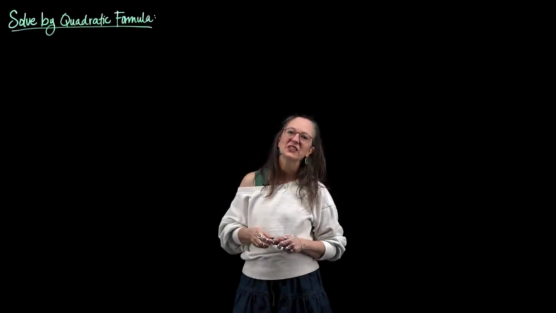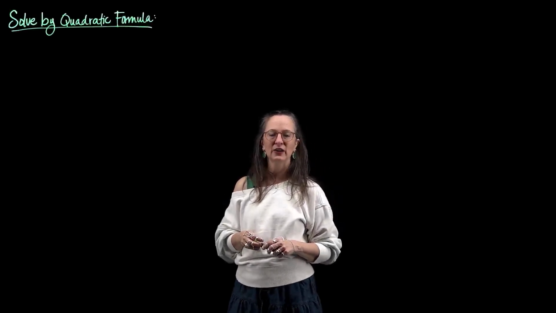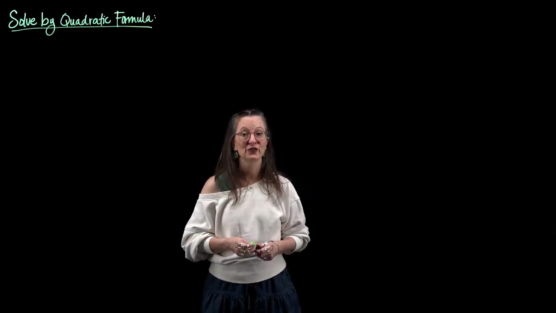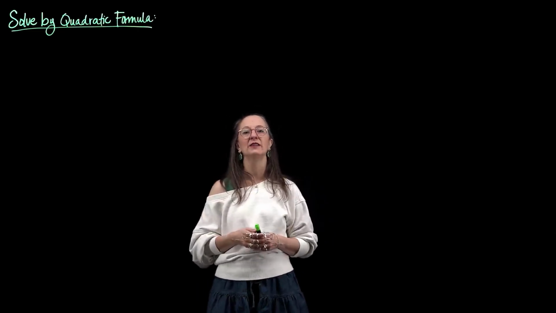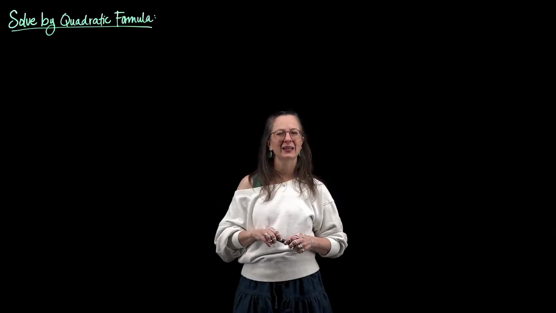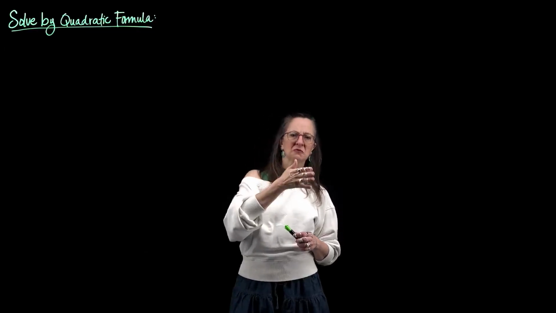Hi friends, today we're going to talk about solving by quadratic formula. This is specifically for quadratic equations that we have been asked to solve. So it would look like a second degree polynomial and there would be an equal sign, meaning that at the end our answer is going to look like x equals something, or a variable equals something.